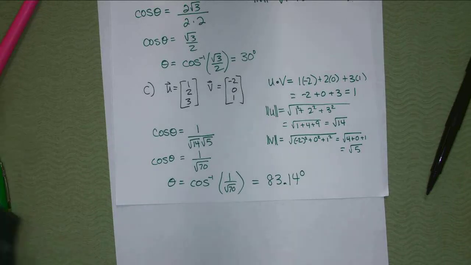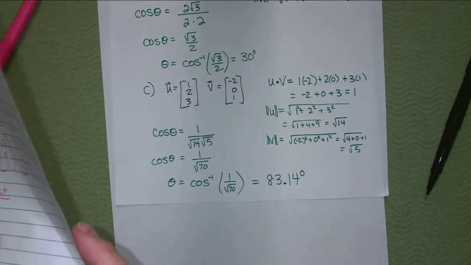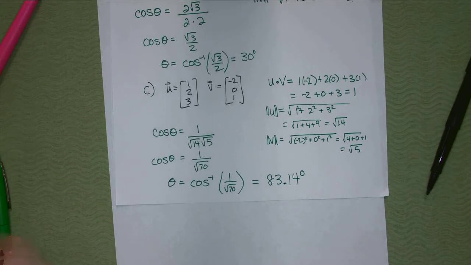So the end of 1.2 is just some properties of the dot product.